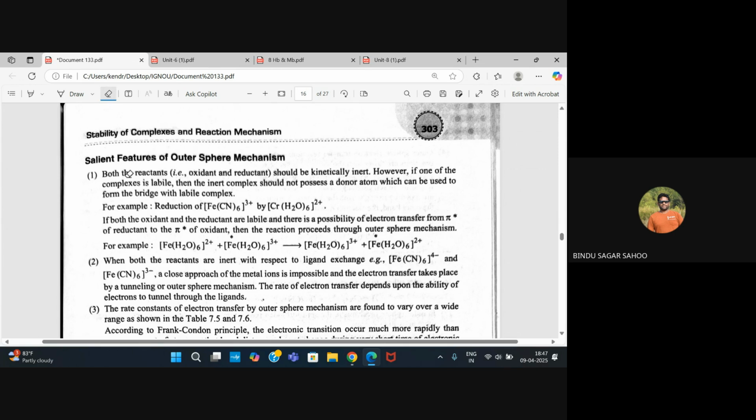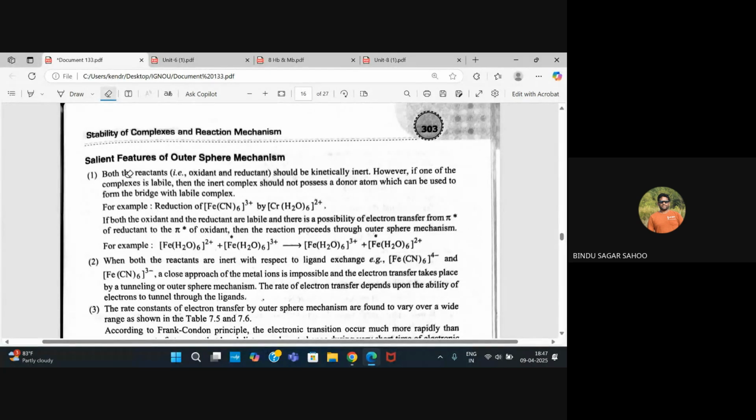It is saying that both the reactants should be kinetically inert. Then the electron transfer occurs. If one complex is labile and the other is inert, and the inert complex has a donor atom, then it can act as a bridging ligand. When a donor atom acts as a bridging ligand, the mechanism doesn't follow the outer sphere mechanism. It will be the inner sphere mechanism. So after some time, we'll discuss the inner sphere mechanism.